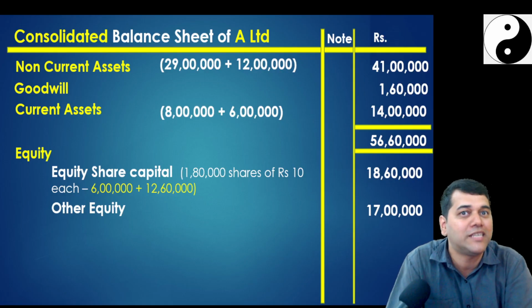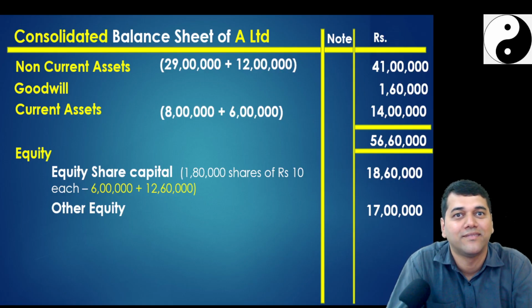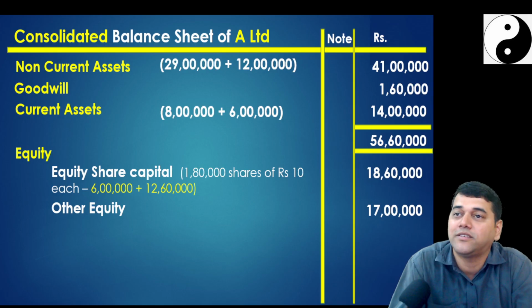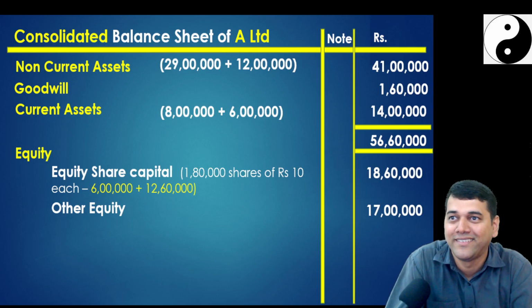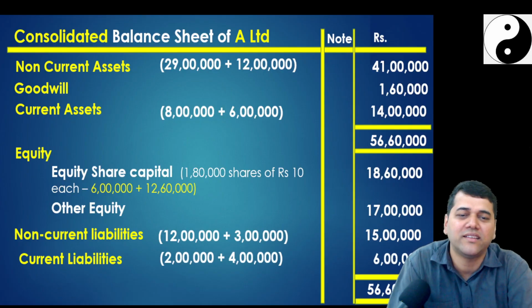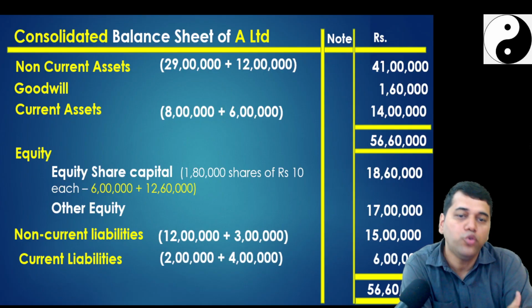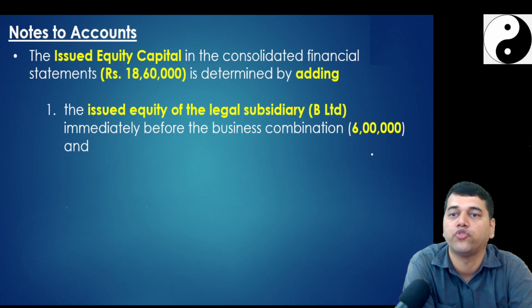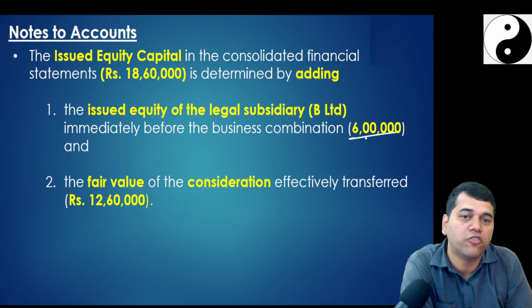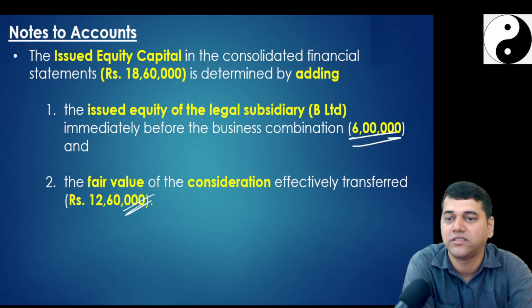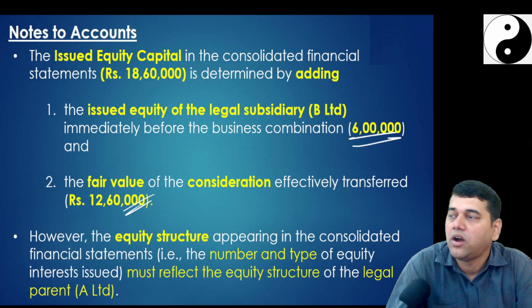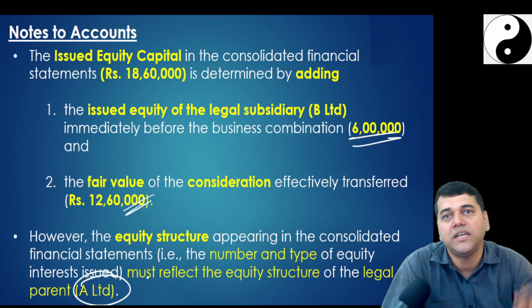They didn't give you the balance sheet for this example. In the exam, they may ask you this with the balance sheet. Are you clear now? Yes, Dhanashree, clear? This is what you are asking, no? Yes. So non-current assets 15 lakhs, 6 lakh. Now you have to give one note that 18,60,000 came from two sources, where the share capital of B is 6 lakh and the fair value of the consideration 16 lakh. However, the structure, how many number of shares, what is the issued number of shares, type of shares, all these are going to come as per A Limited's legal structure.